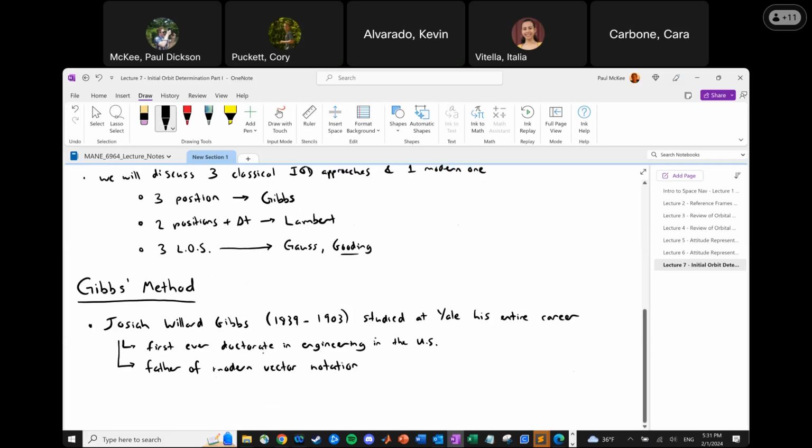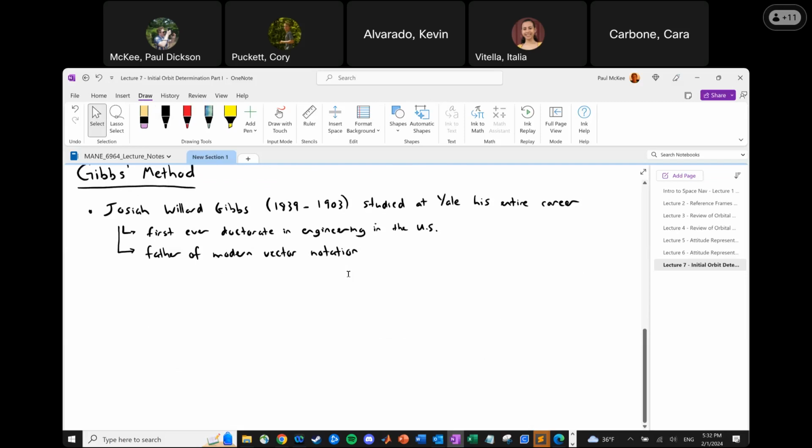So when we store vectors like this, and we store matrices like this, and then we go, okay, it's the first row of the top times the second row of this is equal to the first element here, and then the second row of this times this is equal to this. All that was Gibbs. Right, so he invented that. And so naturally it would follow that the Gibbs method of orbit determination is very heavy with vector math. There's going to be a lot of fun vector math coming up.